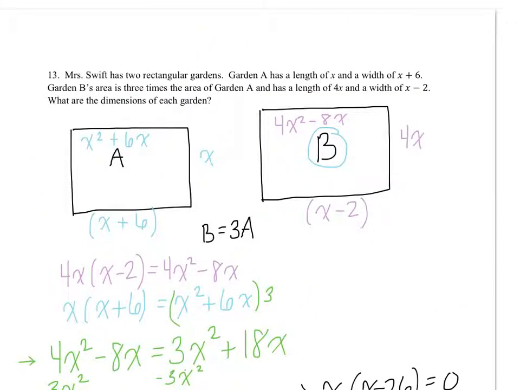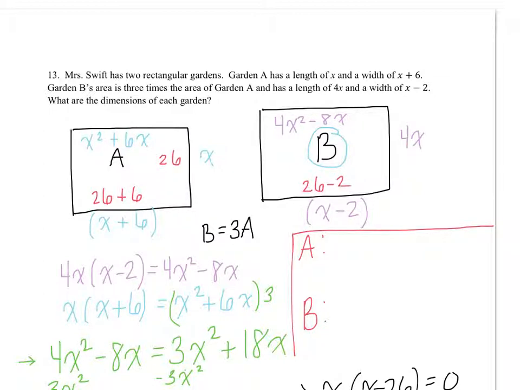We had to find the dimensions of each garden. So we'll put the dimensions of Garden A here and the dimensions of Garden B here. If x is 26, you have 26 plus 6, and x is 26. You have 26 minus 2, and 4 times 26. That would make the dimensions for Garden A 32 by 26, and the dimensions for Garden B 24 by 108.